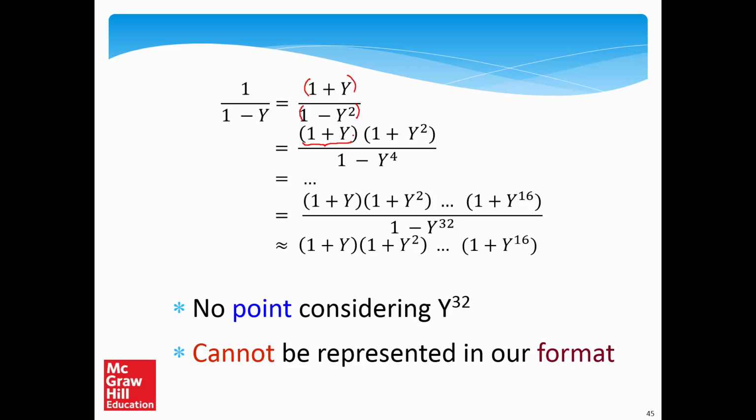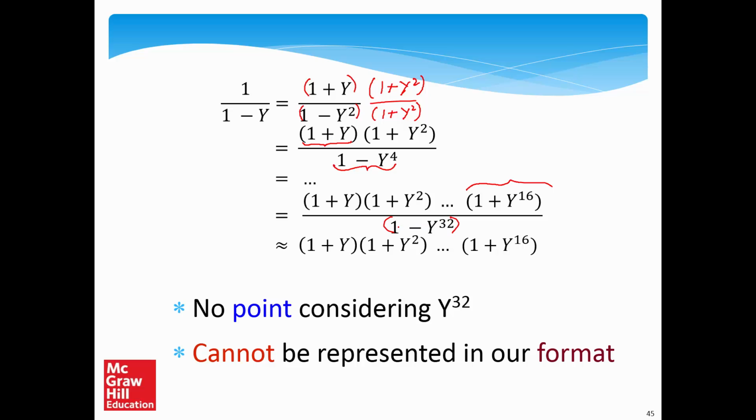Similarly, we can do the same once again. So we can multiply 1 plus y square to the top, and if we multiply 1 plus y square to the bottom as well, 1 minus y square times 1 plus y square is 1 minus y to the power 4. So we can continue in that way. Then the numerator will be 1 plus y, 1 plus y square, till 1 plus y to the power 16. And the denominator will be 1 minus y to the power 32.